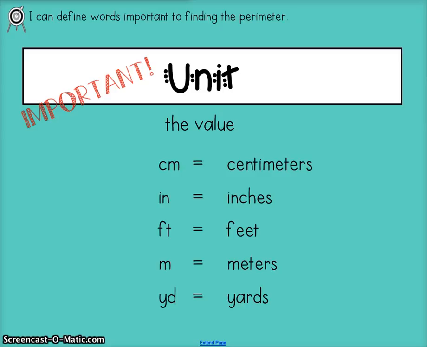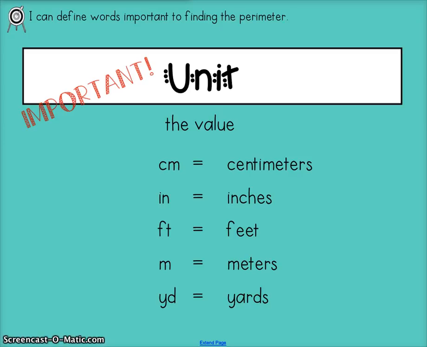All right, third graders, unit is very, very important for you to remember. When we talk about word problems, we always talk about the unit. And when we talk about geometry, we need to make sure that we have our unit as well. Unit is the value, so that could be centimeters, inches, feet, meters, yards. All of those words are on the right.